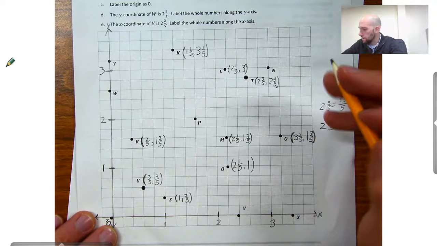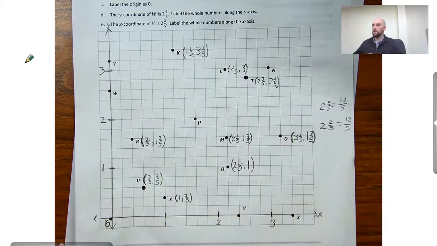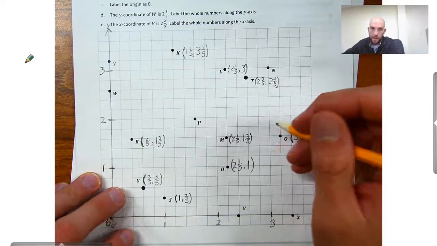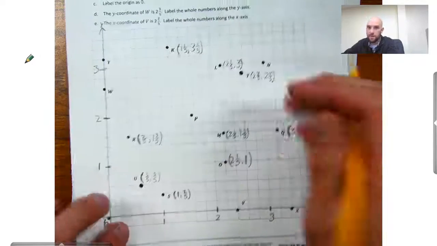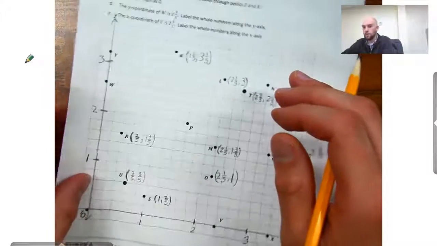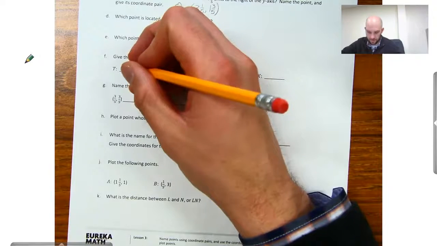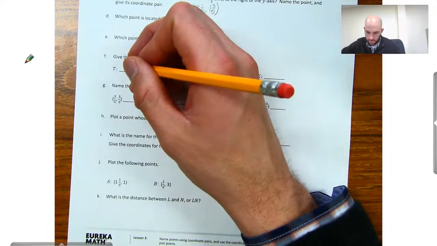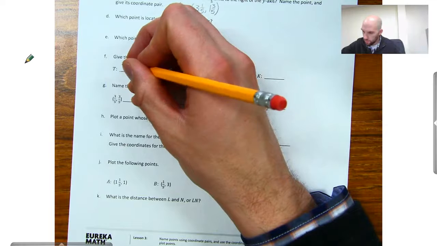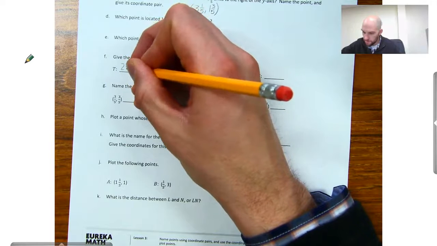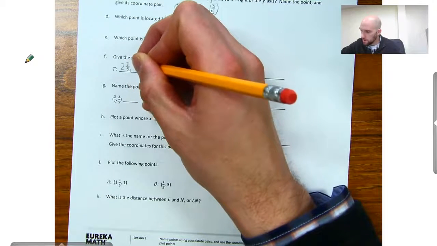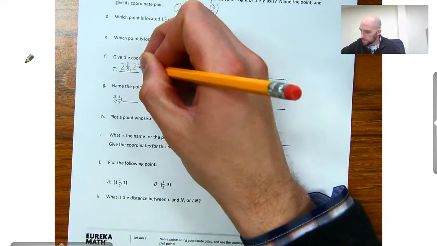And then finally, we need letter K. We already have letter K. That one's 1 and 1 fifth, and 3 and 1 fifth. So let's copy those over. We have T, which is 2 and 3 fifths, 2 and 4 fifths.